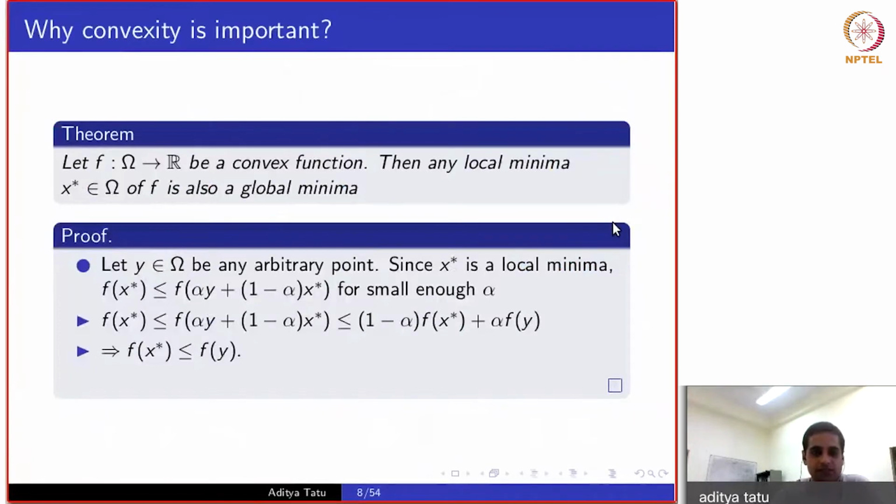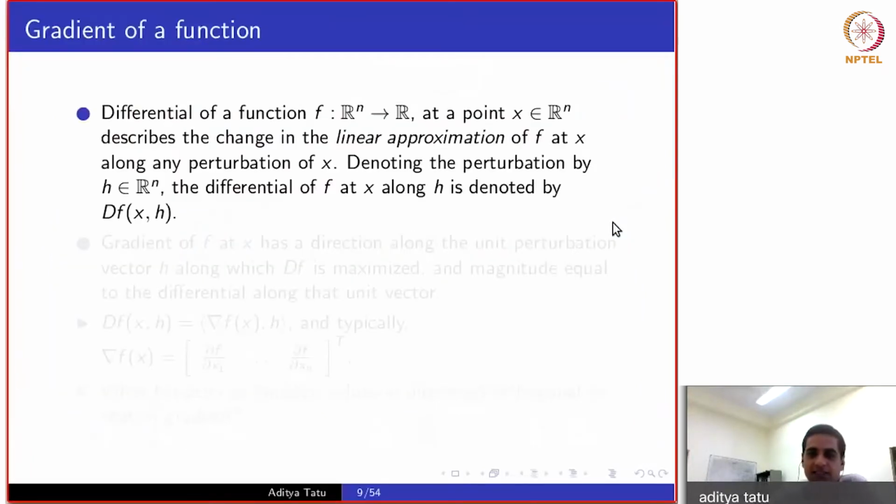Okay, so this is why convexity is important. The kind of optimization algorithms and conditions that we are going to look at depend heavily on the gradient of a function, or basically the first derivative of a function. And gradient comes from the differential of a function. I'm not sure how many of you are not aware of this.